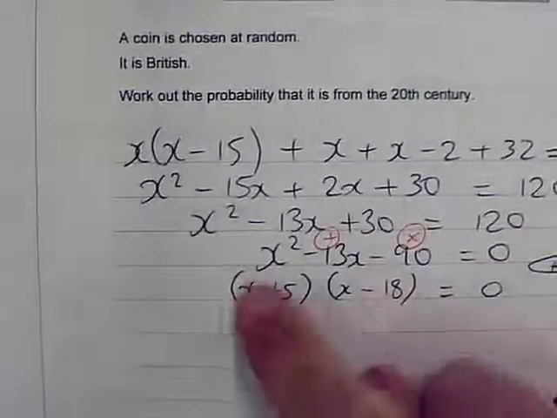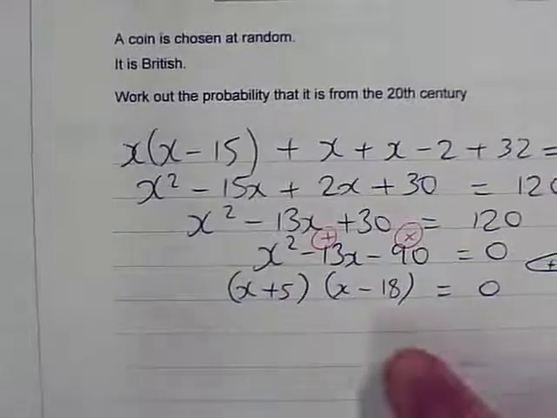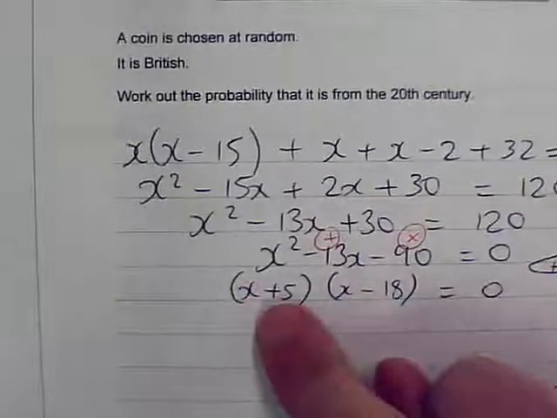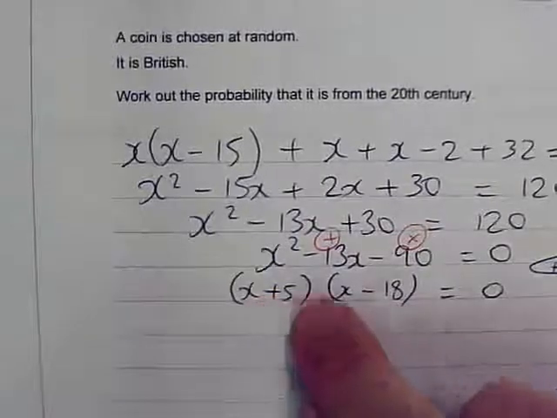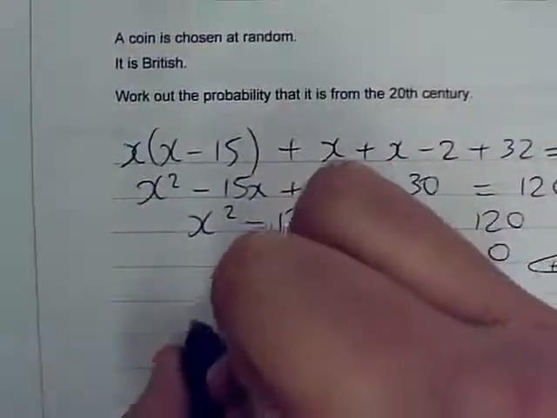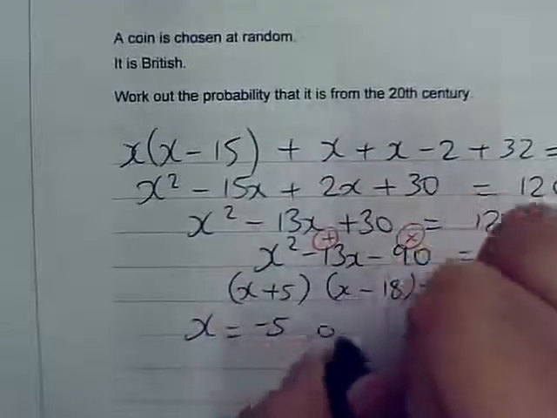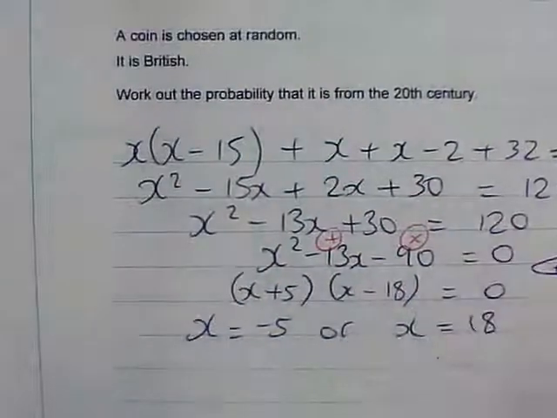So those are my values in the brackets. Now what this means is that in order to solve it, I have to do the inverse. So x is either going to be minus 5 or x is going to be 18. So I'm going to write that down, x equals minus 5 or x equals 18.